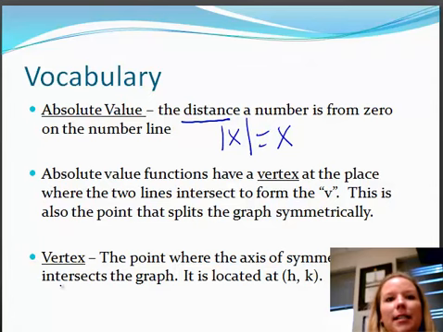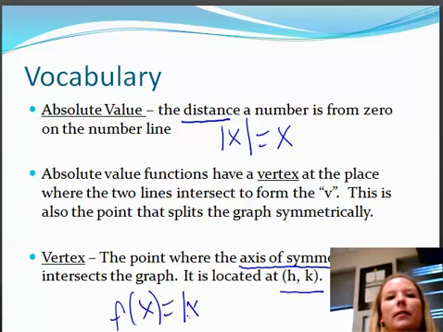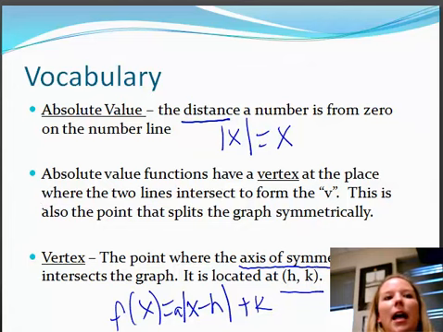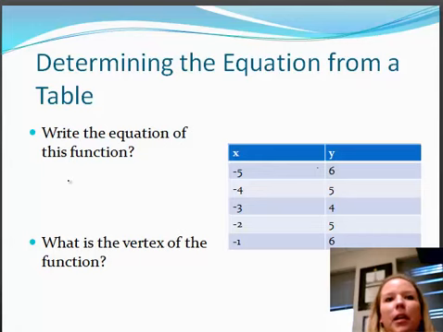So the definition of a vertex is a point where the axis of symmetry, meaning the line that splits it in half, intersects the graph. And we can say that it's located at (h, k), which comes from our equation, the absolute value of x minus h plus k. And there's an a value here. Okay? So we're still talking about the same letters that we've been talking about all last week, but now we're being more specific with which function we're talking about. So let's go ahead and look at determining the equation of a graph from a table.